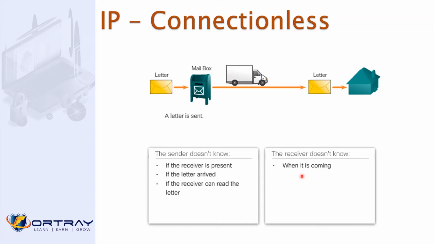An IP packet can come at any time. So there is no connection orientation, there is no reliability, there is no such thing. The receiver has no idea when the letter has arrived. If the letter has arrived, the receiver has the letter. So this information is not there.